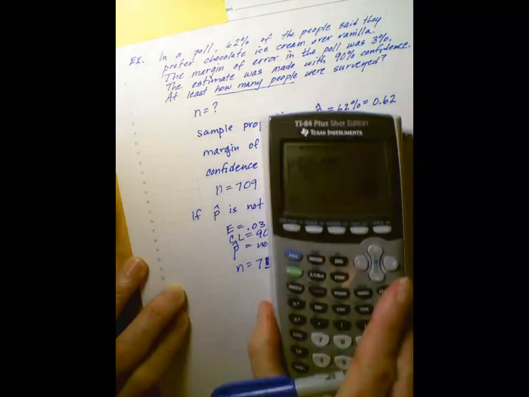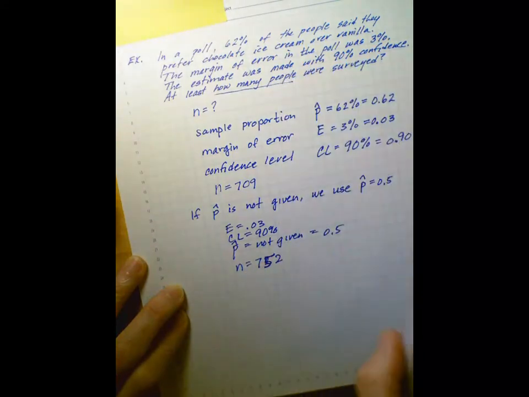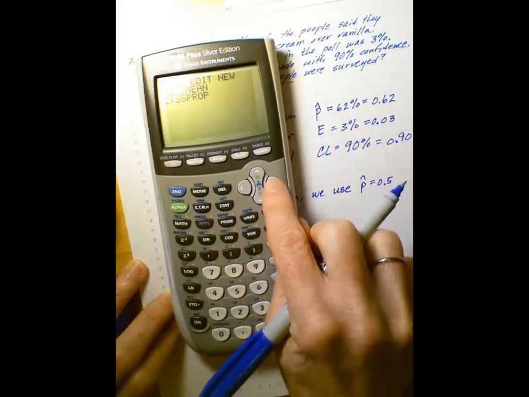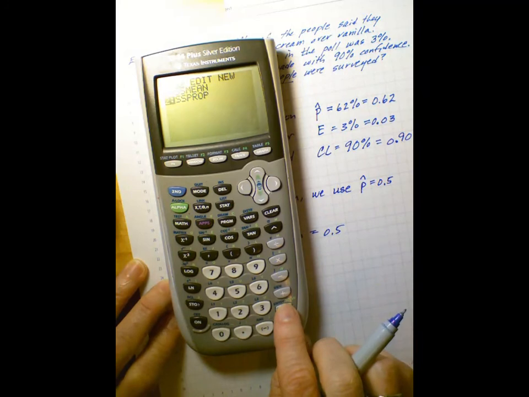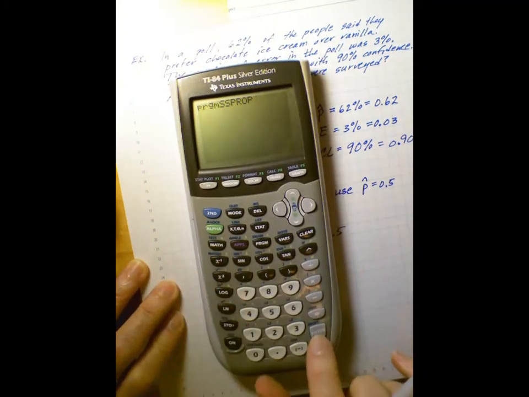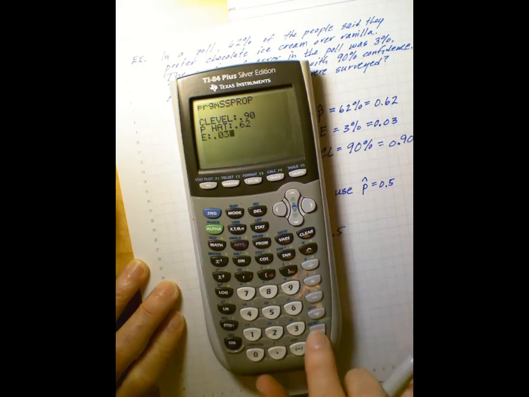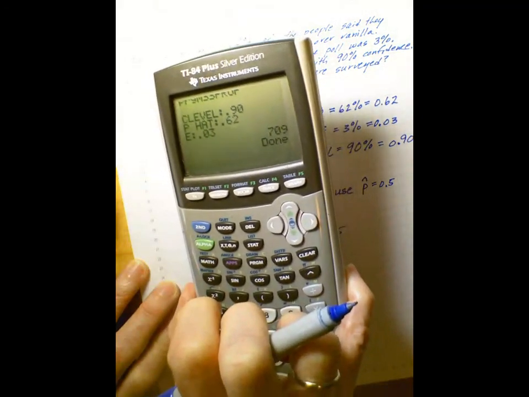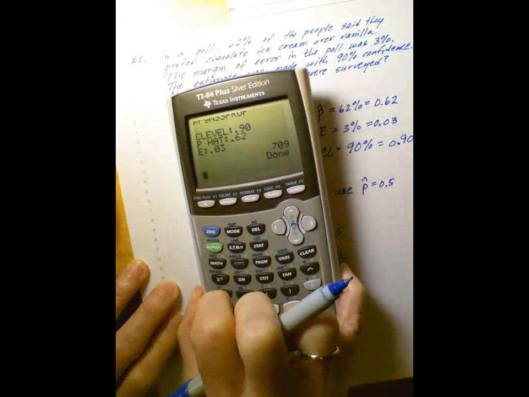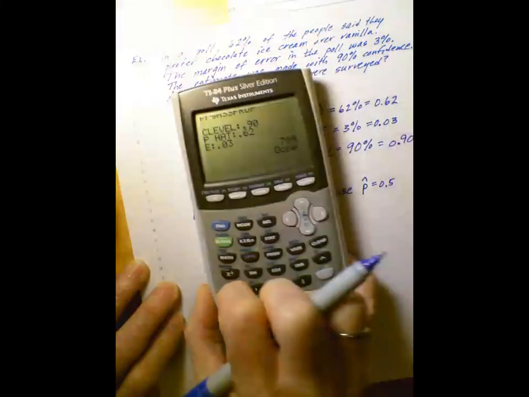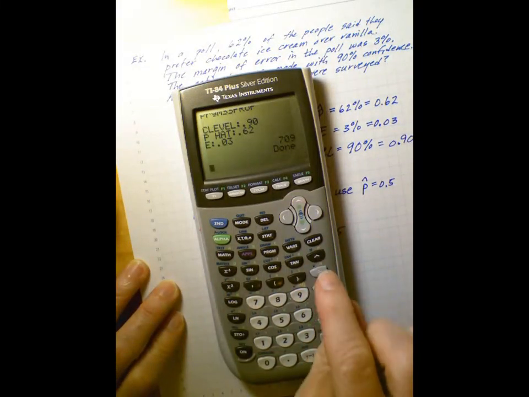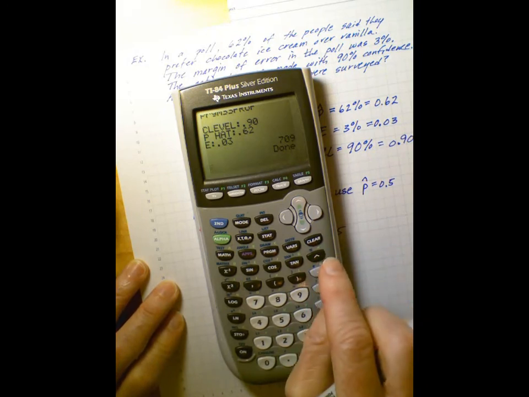Okay, just to be sure on that C level, let's go back and do the original one. Program, SS prop, one last time. Enter. Let's do C level 0.90 instead of 90 and see if we get the same thing. We had an original p hat of 0.62 and 0.03, and you can see I still got 709. So for C level, you can either put in the decimal or the percentage. If you do not have this program on your calculator, you can use StatCrunch. Watch the other video to learn how.